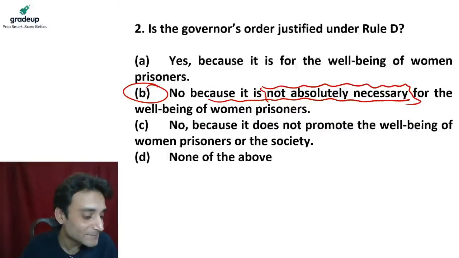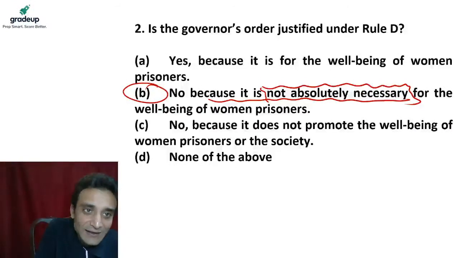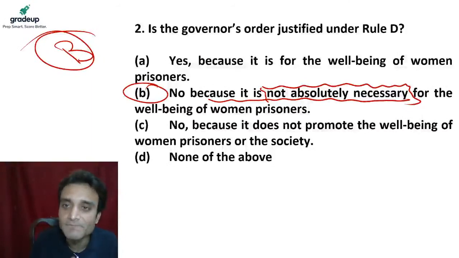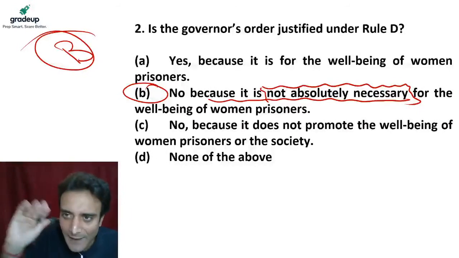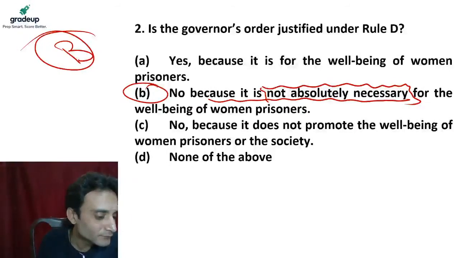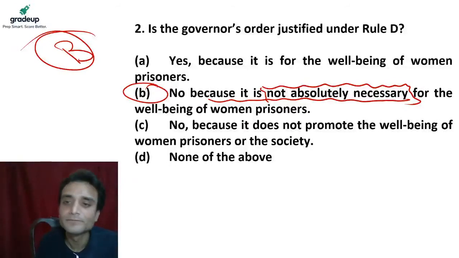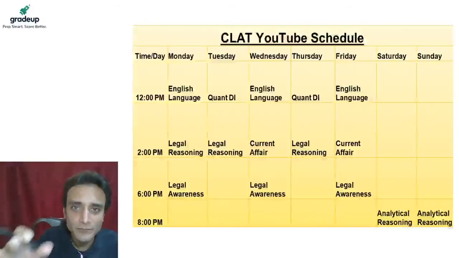Did you understand? So the correct answer is option B. Did you understand why? The governor's order is not justified because releasing all women is not absolutely necessary. Am I clear? Did you understand?